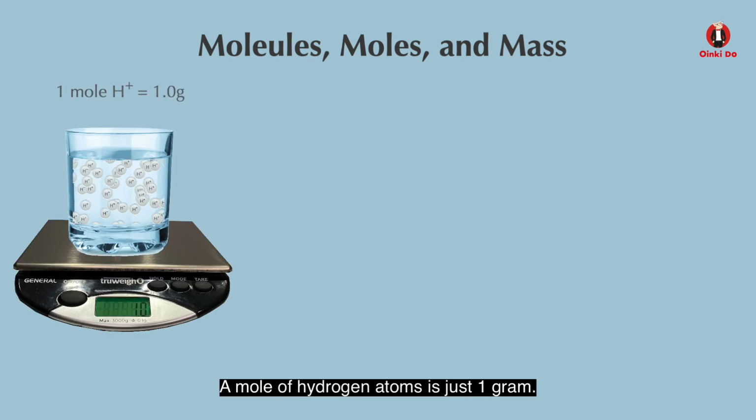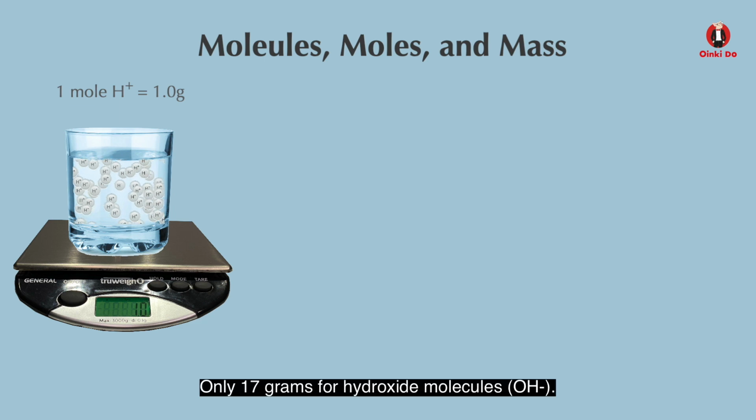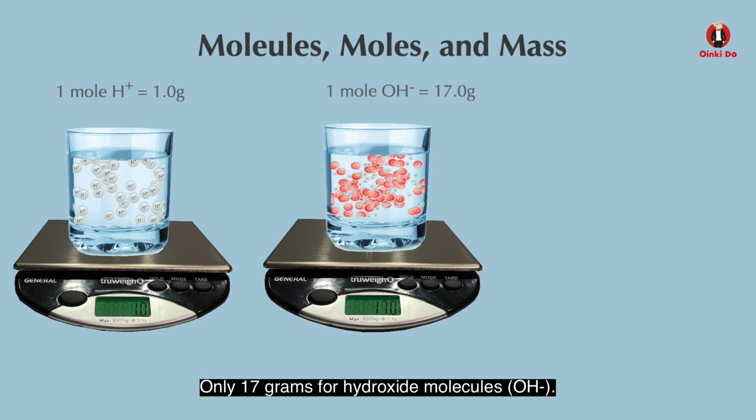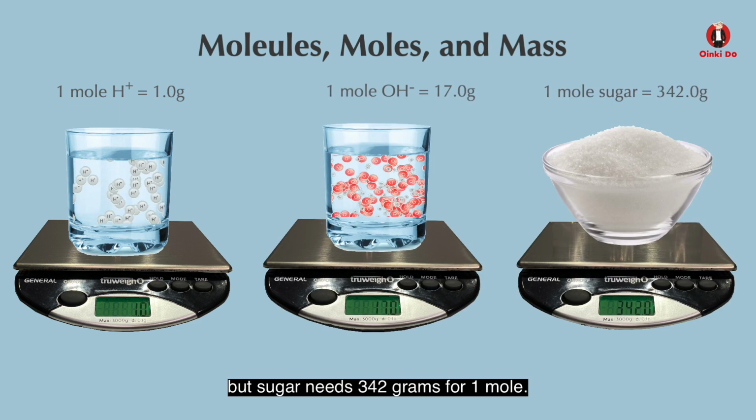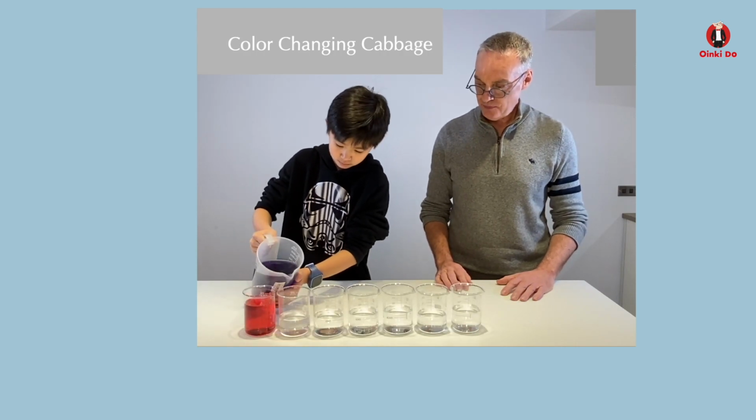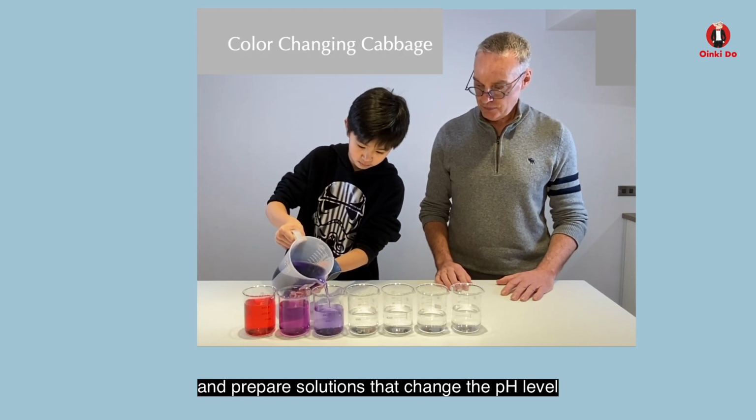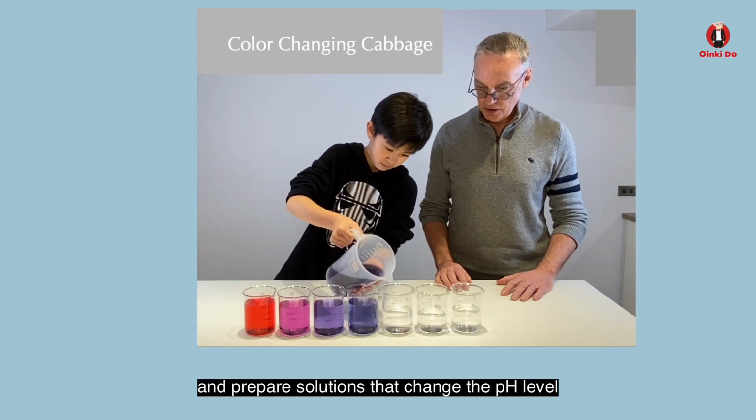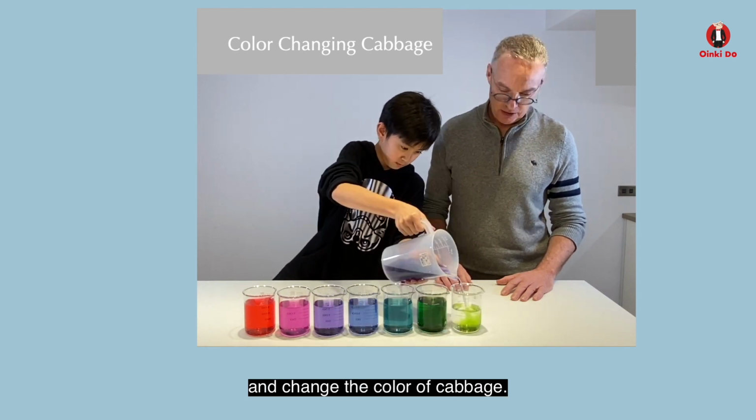A mole of hydrogen atoms is just 1 gram, only 17 grams for hydroxide molecules, but sugar needs 342 grams for 1 mole. Writing the pH scale in terms of moles makes the numbers easier to read and to prepare solutions that change the pH level and the color of cabbage.